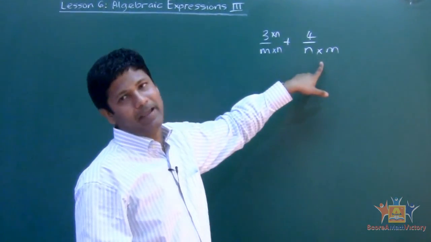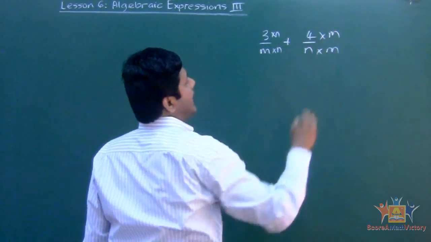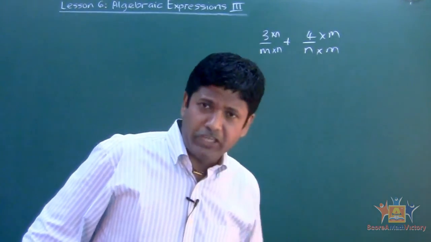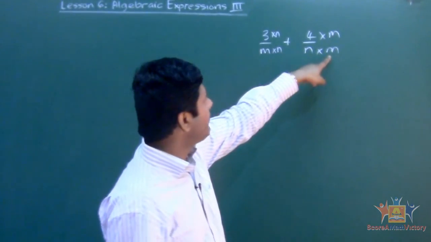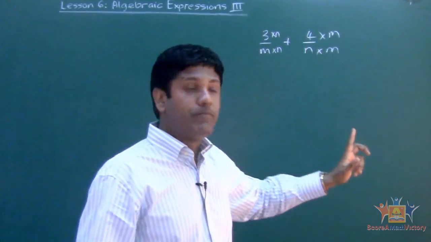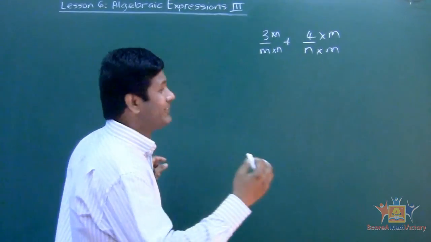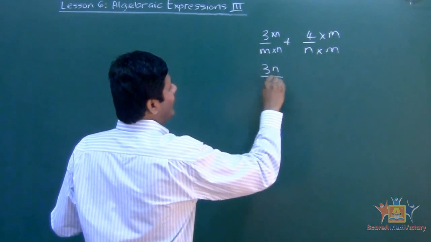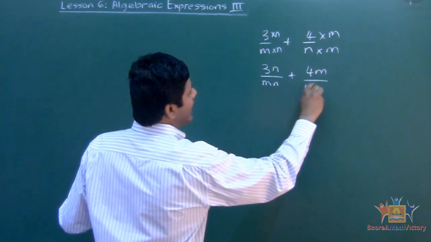Now what about this one? Same thing. You multiply m for the denominator, the numerator also gets m. The numerator is like, you cannot just give the denominator, I need to have also. There you go. You say, I will be fair. M for the denominator, m for the numerator. N for the denominator, n for the numerator. So that makes what? 3n over mn plus 4m over mn.